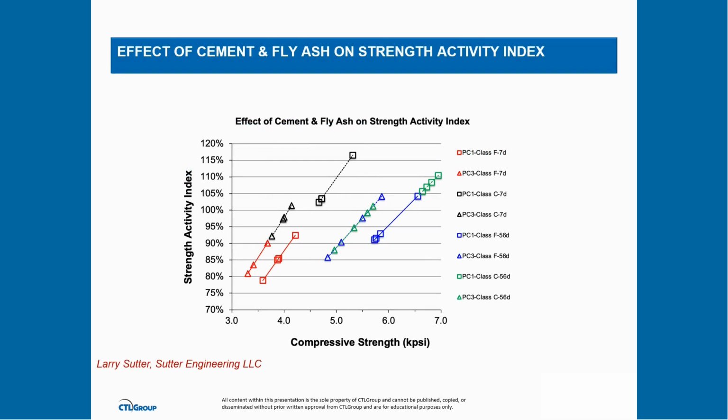So when fly ash is used with different cements to measure the strength activity index, we see different values. So this is what we are showing in this slide, the effect of cement and fly ash on strength activity index. So the y-axis shows the strength activity index and the x-axis shows the compressive strength. So two different fly ash, class F and class C fly ash, when they are used with different cements, you see different strength activity index. So this is something that we need to keep in mind when testing strength activity index, and also when we are comparing and correlating fineness and other properties to strength activity index.